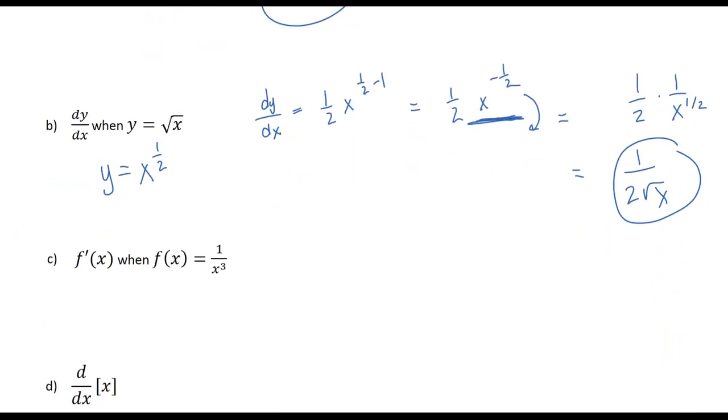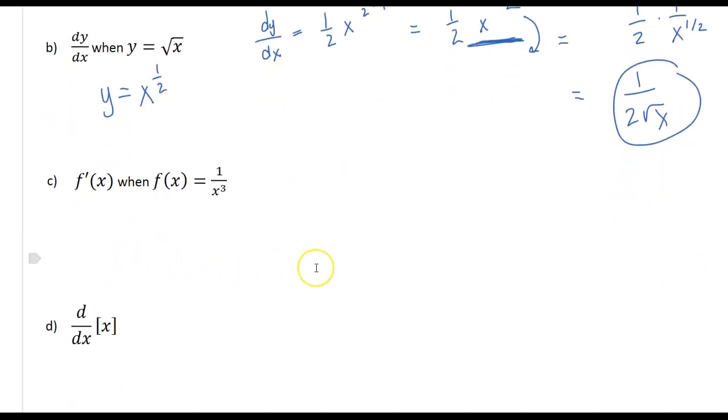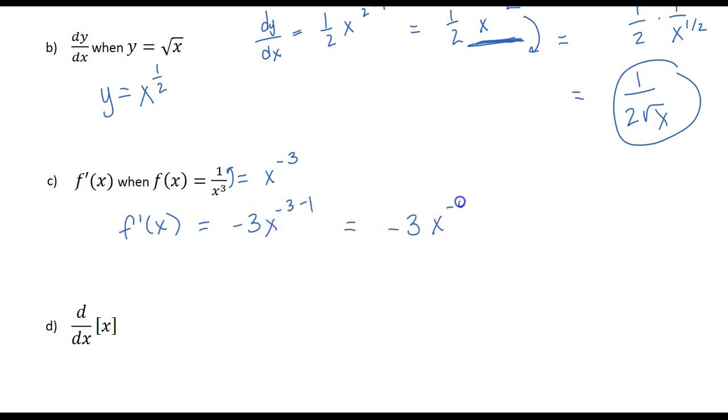And when you see something like this one, f prime of x, when f of x equals 1 over x cubed, we're going to use that trick again, except in this case we're going to go up and make that negative. So f prime of x is going to be negative 3x to the negative 3 minus 1, which is negative 3x to the negative 4. And again, I'm going to bring this down and change the sign, so I get negative 3 over x to the fourth.